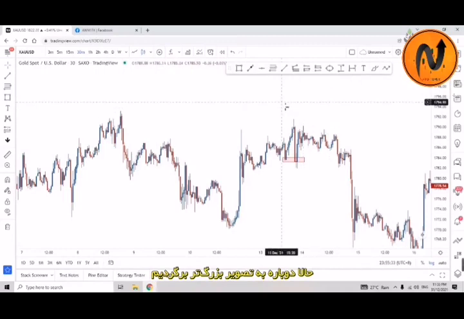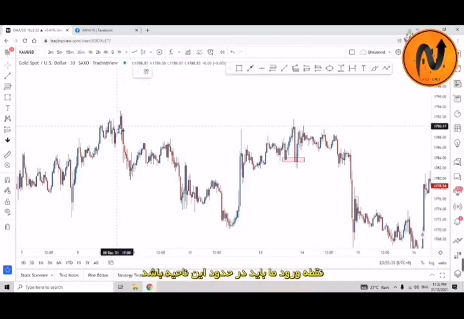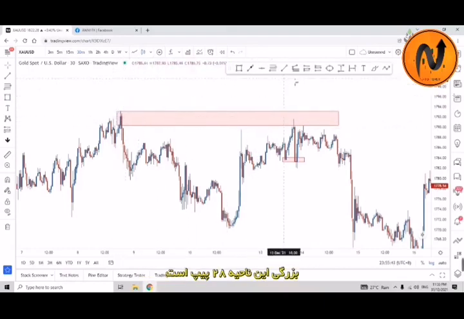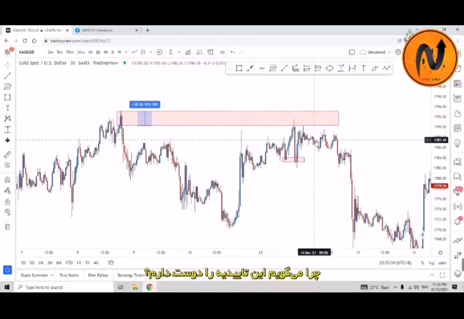All right, bigger picture. Our entry point should be around this area. You can see that the stop loss is around 28 pips. So what do I mean by my favorite?